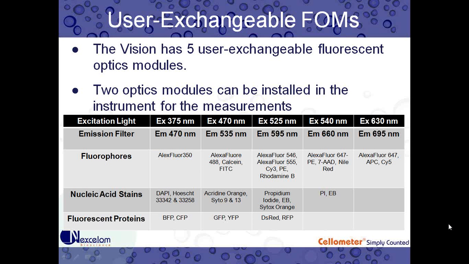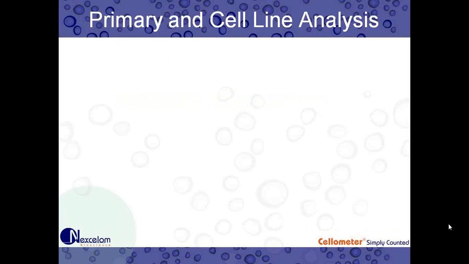So these user exchangeable FOMs, or fluorescent optics modules, range from emission filter 470 to 695. Two optics modules can be installed at any given time. And here are just a couple examples of what each filter can detect. The assay that we're going to go over later will be a 535-660 assay, which is usually what our instruments come with. That's a green and a red channel.